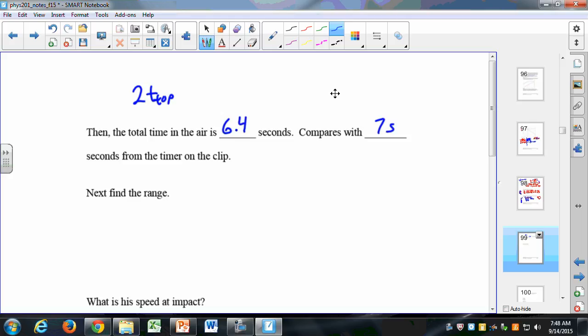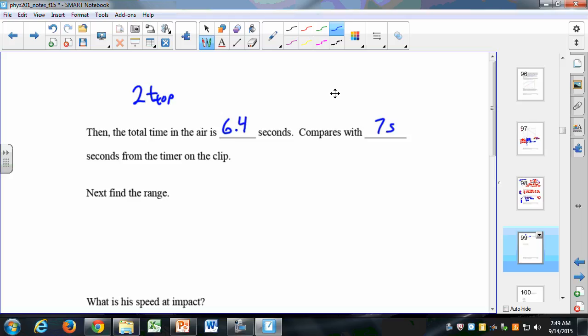What would give you less time in the air? What could we change to give us less time in the air? A couple things we could change. The angle we could change, or the speed. Right, so if we change the angle or the speed, lower either one of those, it would give us less time in the air.